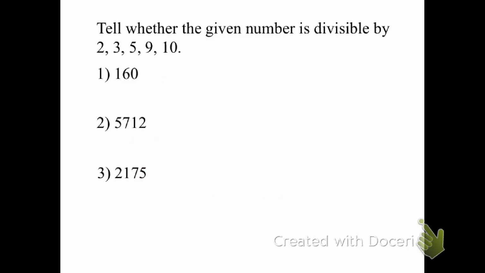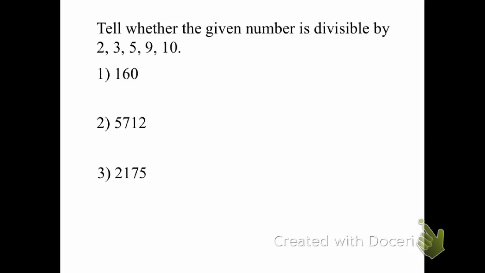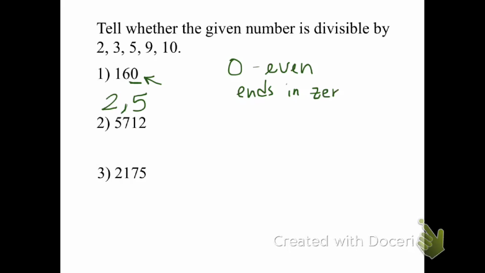So go ahead and write down the directions and these examples, and I want you to go and try to solve number 1. Tell me what numbers 2, 3, 5, 9, or 10 are divisible into this value. So taking a look at number 1. First off, I see a 0. 0 is even, so I know 2 will work. I know 5 will work. Why? Because it ends in 0. And I know that 10 will work.